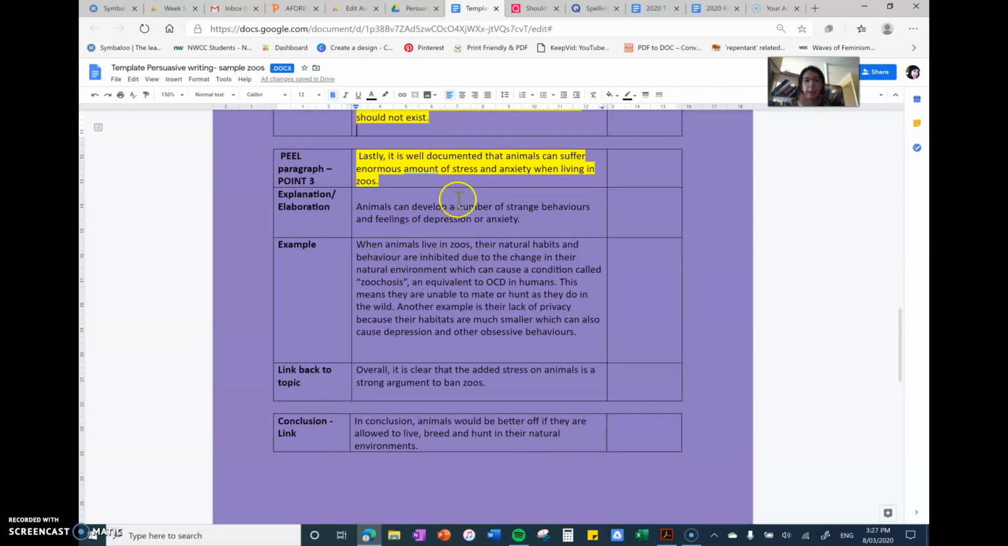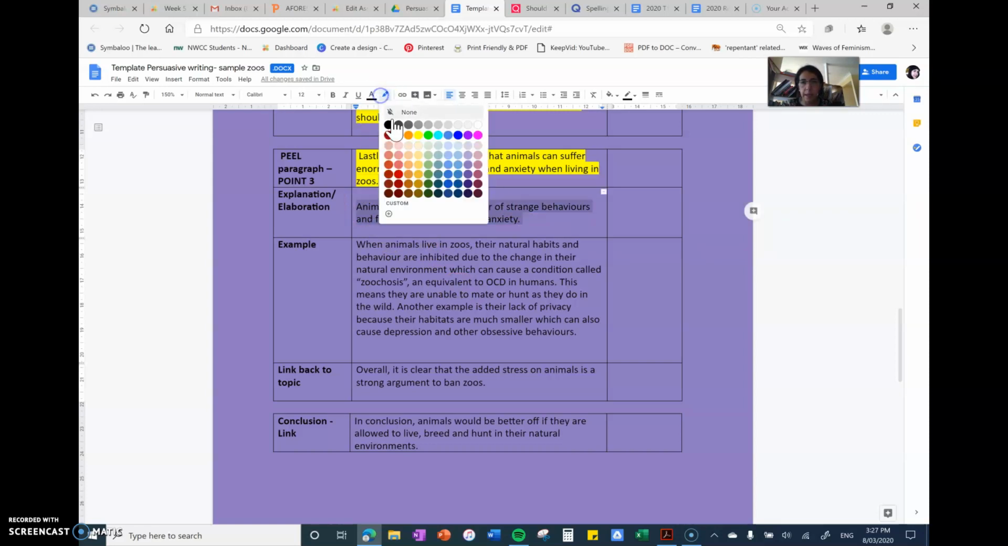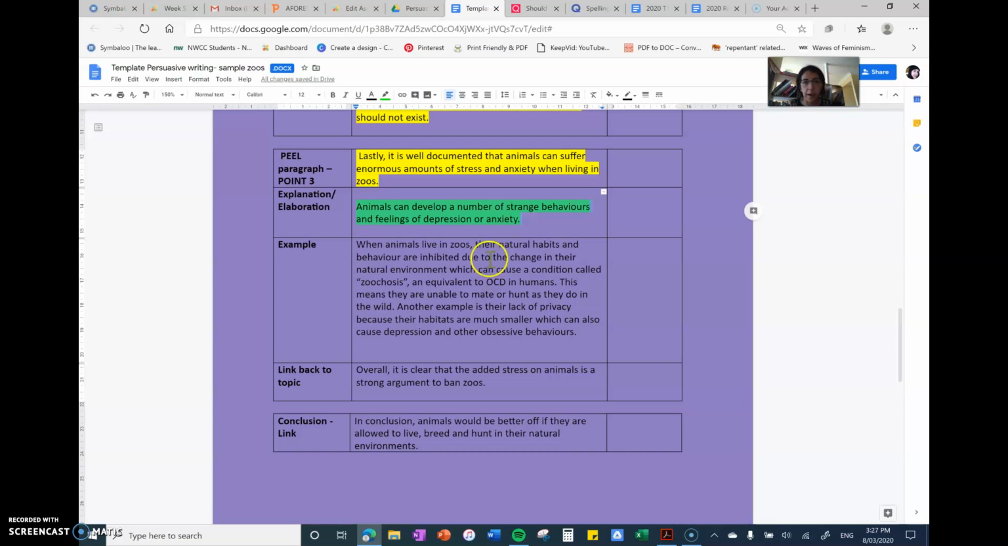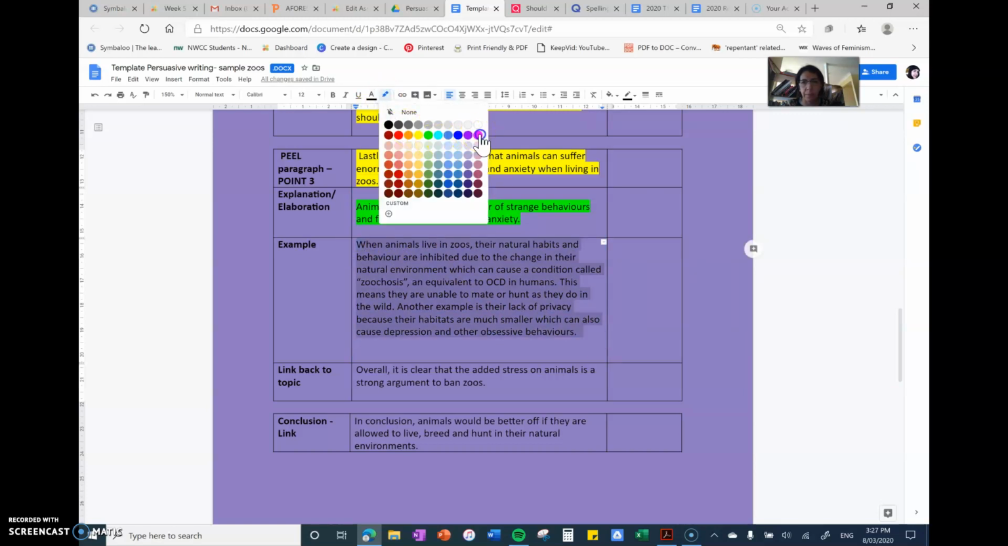Okay, lastly, it is documented that animals can suffer enormous amounts of stress and anxiety when living in zoos. Okay, so let me elaborate on that. I am saying here, animals can develop a number of strange behaviors and feelings of depression or anxiety. Can we be specific as to what that means? All right, I'm going to be a little bit more specific. I'm going to give an example there.